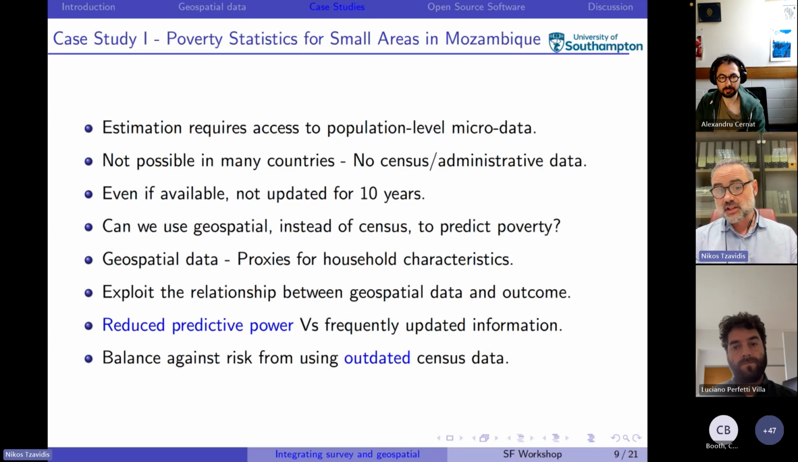So clearly here, geospatial data will be proxies for the household characteristics. We will not be able to observe the type of household or other characteristics that are very predictive of wealth or income, but we're just indirectly observing characteristics that relate to the context of the household. That, of course, will result in reduced predictive power for models, but on the other hand, we get frequently updated information via the satellites. And the question here is to try and balance the risk from using outdated census data. So what would happen if we had used outdated census data as opposed to frequently updated geospatial data that have potentially reduced predictive power?